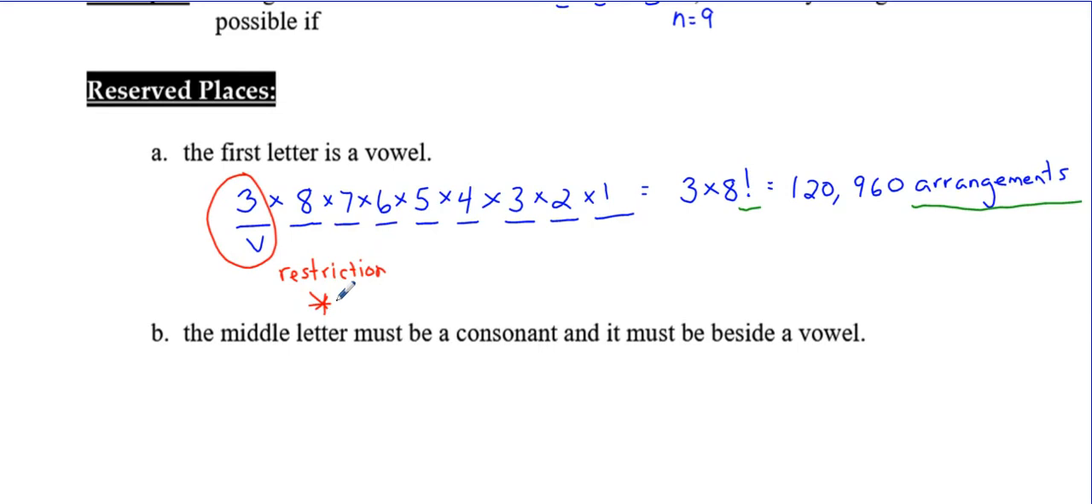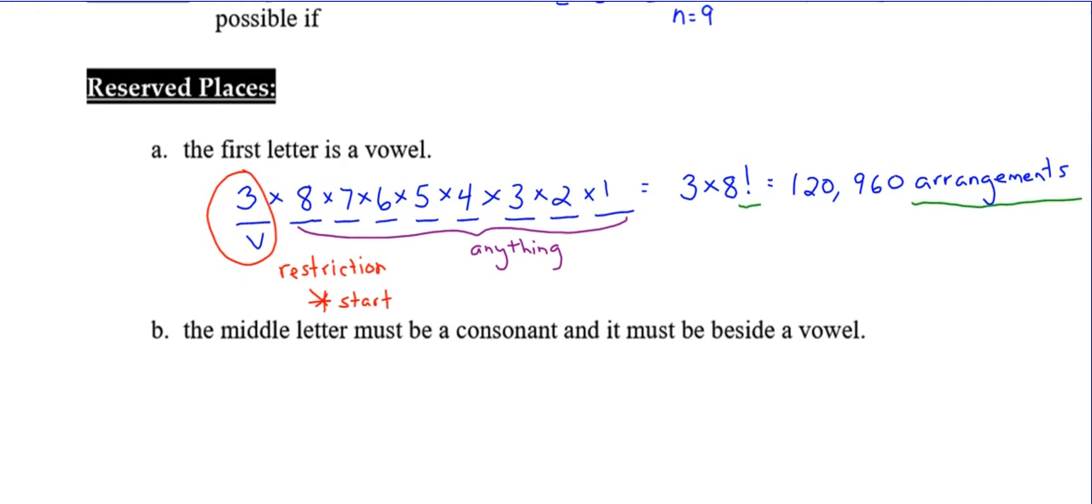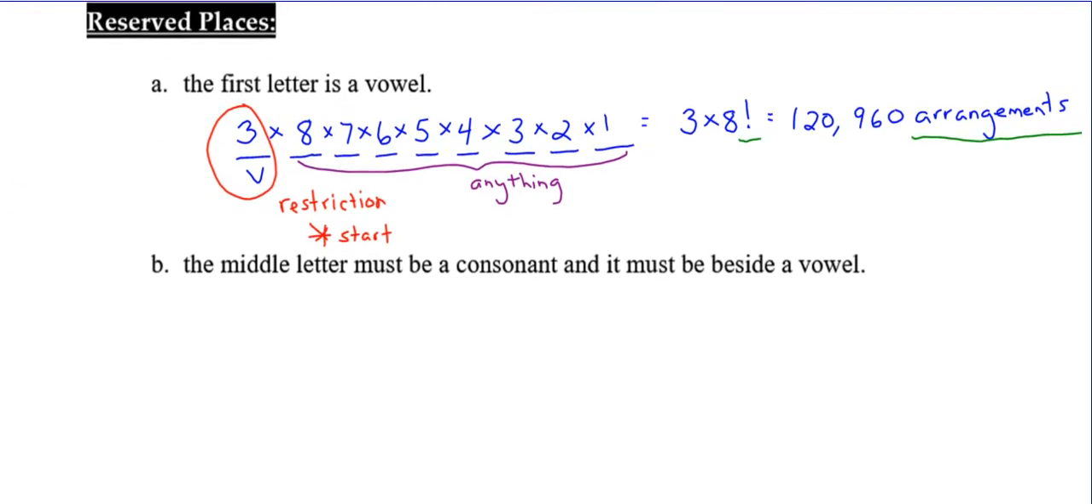So this right here is the restriction. And the restriction is always where you want to start. And then after that, you place what's left over. So all of this is what's left over, and this can be anything. So place your restriction first, and then see what's left where anything can go and fill that in afterwards. Here's another one.